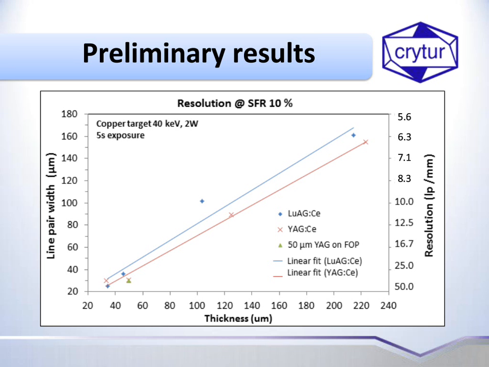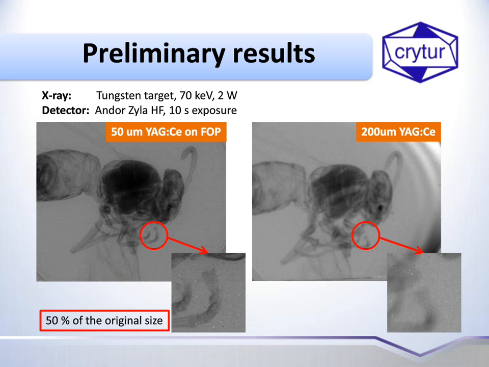So let's get back to the image. So it's here. You can see it's clearly better. If you use a thin scintillator, you will have better spatial resolution. So let's go to a summary here.